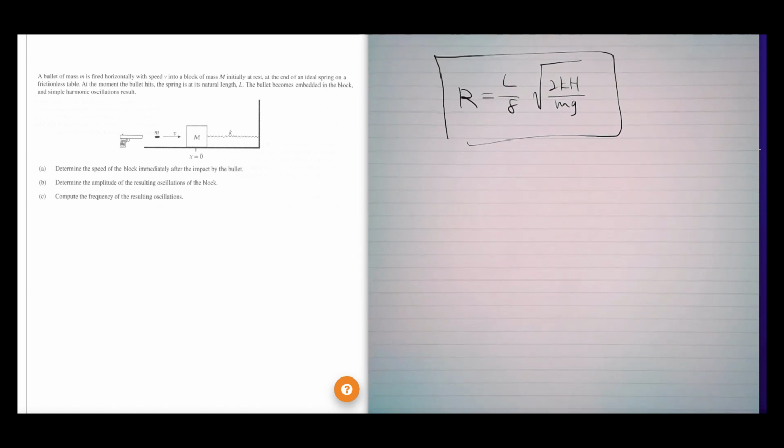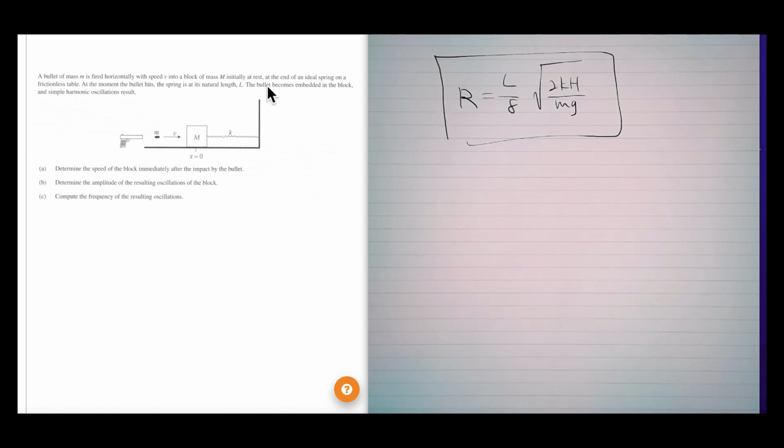Number 2, a bullet of mass m is fired horizontally with speed v into a block of mass M initially at rest at the end of an ideal spring on a frictionless table. At the moment the bullet hits, the spring is at its natural length, L. Here is L.